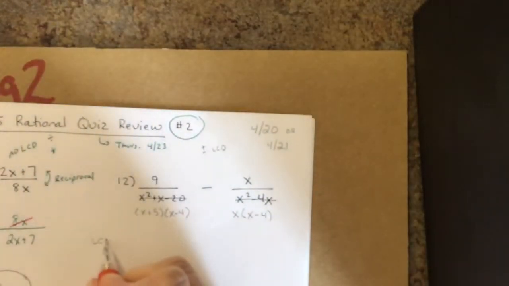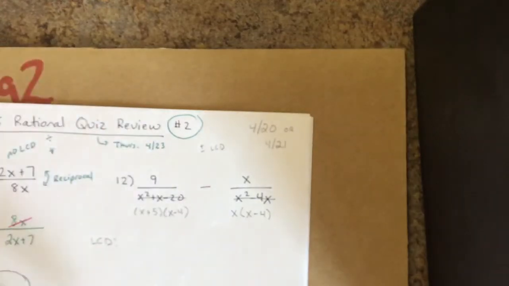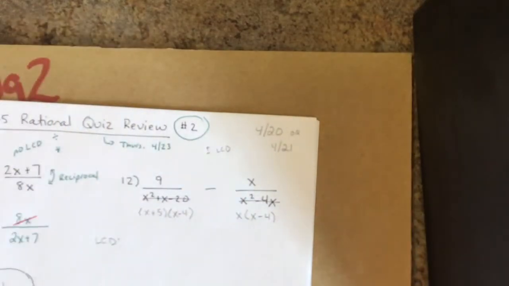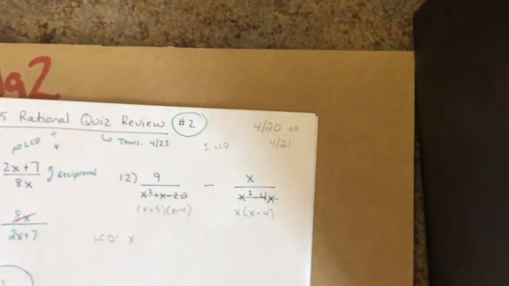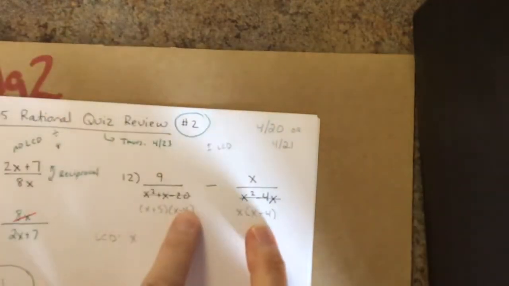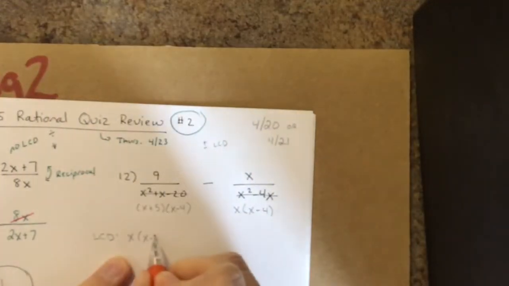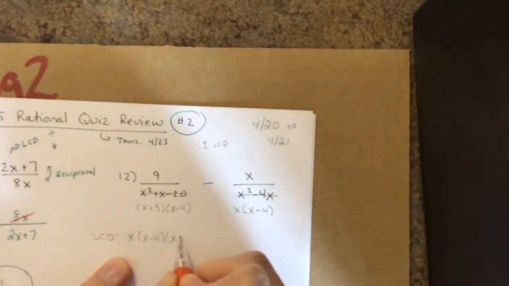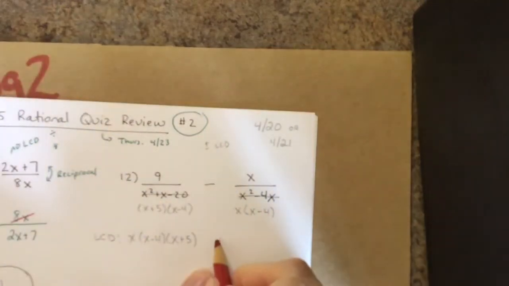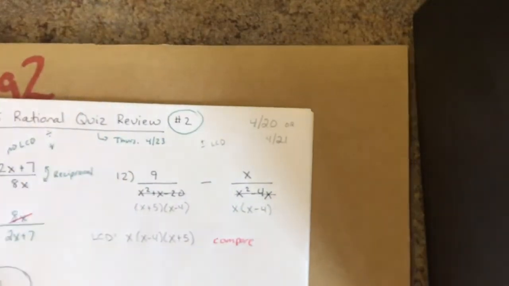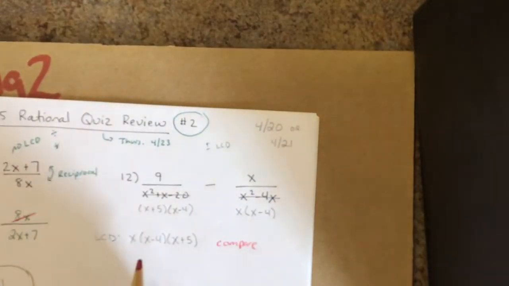And now I need to find the least common denominator of x plus 5, x minus 4, and x minus 4. Well, I need the monomial x, and then x minus 4 is in both, but I only need it one time, and I need x plus 5. Here's my LCD. Now we do the comparison. We're going to compare. What does the first denominator need? What is it missing?